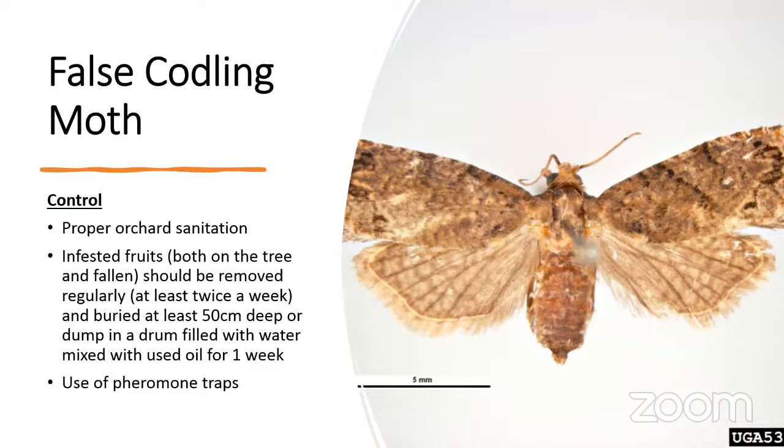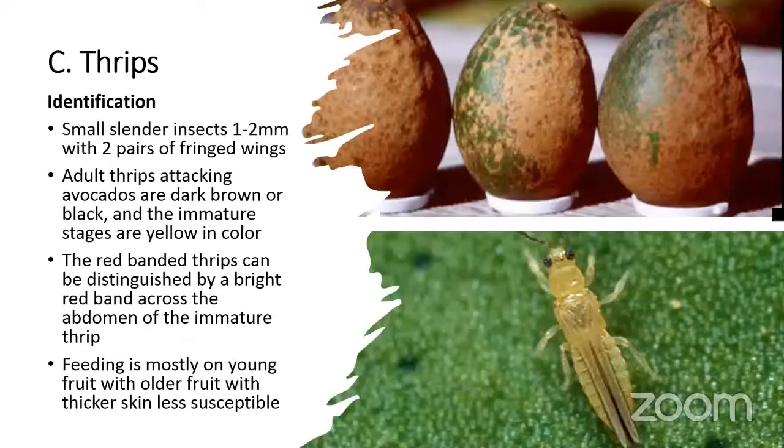If that is not done, you can also put them in a drum of water. Then you also mix it with used oil. The used oil will form a layer on top, which will make the exchange of gases impossible, and eventually the larva will actually die. Then there is also the use of pheromone traps. But also note that pheromones are actually specific to insects. Not all pheromones apply to all insects. When you go to buy your pheromone trap, tell them the insect which you want to control, and they will give you a pheromone which controls that particular kind of insect.